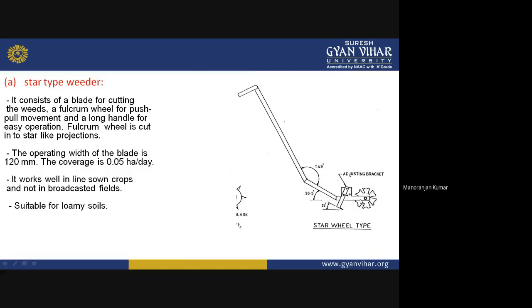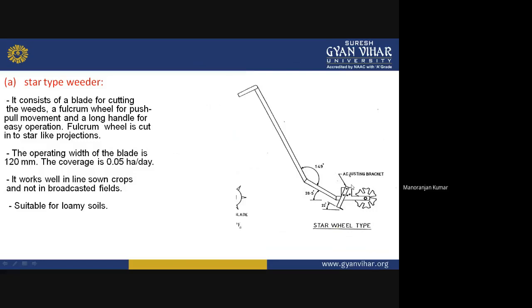So this weeder consists of a blade, known as a blade for cutting the weed, a fulcrum wheel for easy push and pull movement, and a long handle. This is a long handle for easy operation. Okay. The fulcrum wheel is cut into a star-like projection.